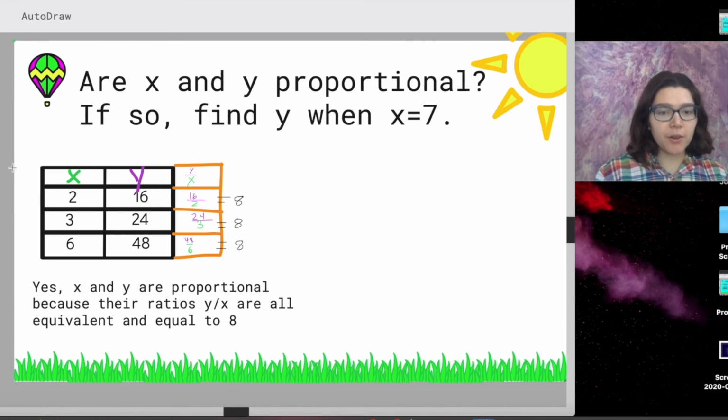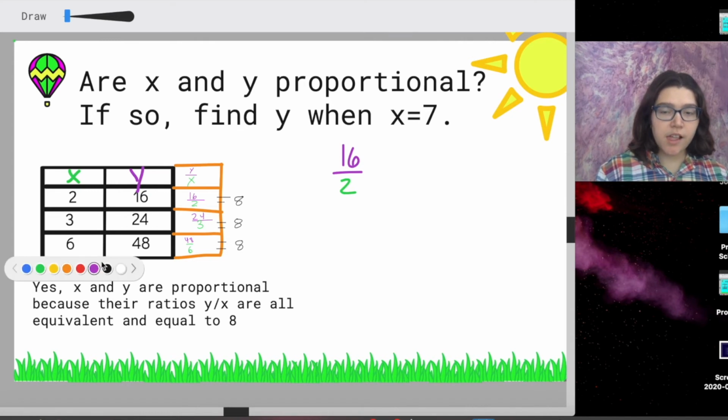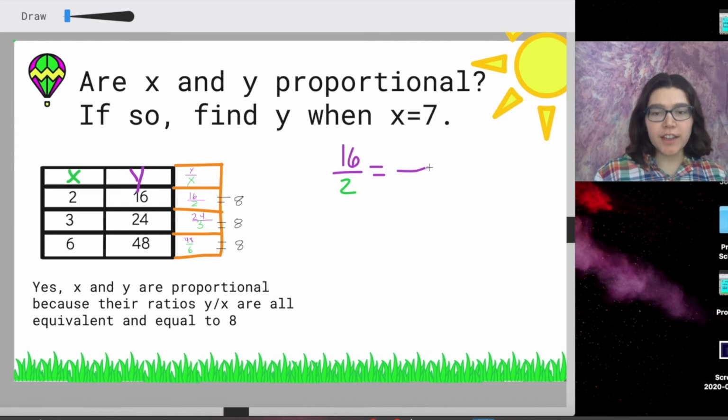They're going to be equal to each other. So I'm going to pick one pair. Let's see, I have my first one, 16 divided by 2. That needs to be equal to any other set. Okay, so again, my y values are in my numerator, and my x values are in that denominator.